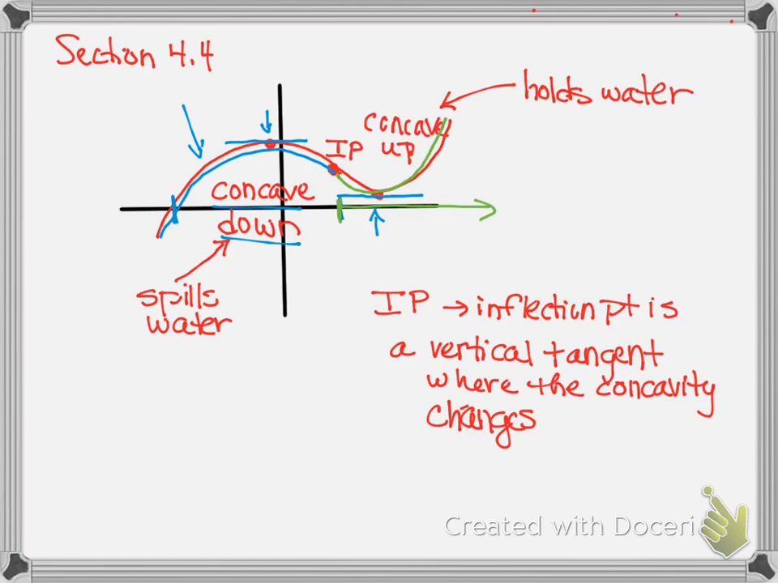The location of the point where the graph changes from concave up to concave down is called an inflection point. From here to here, we're concave down, and then from here to here, we are concave up. So an inflection point is a vertical tangent. You recognize that from our discussion of differentiability, where the concavity changes, either from concave up to concave down, or from concave down to concave up.